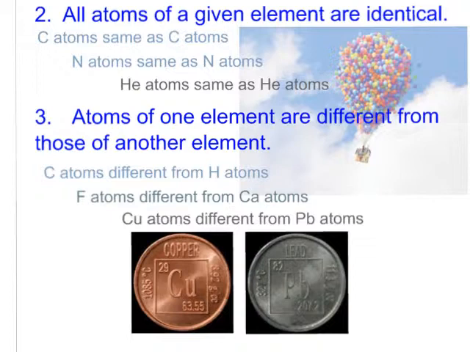And then the third point Dalton came up with is that the atoms of one element are different from those of another element. If we have two different elements like carbon and hydrogen, their atoms are different. Here, if we see a copper element and lead element, well, their atoms are different because they're different elements.